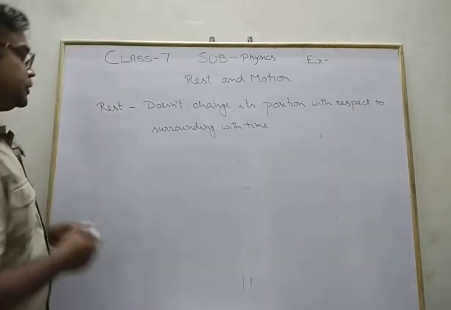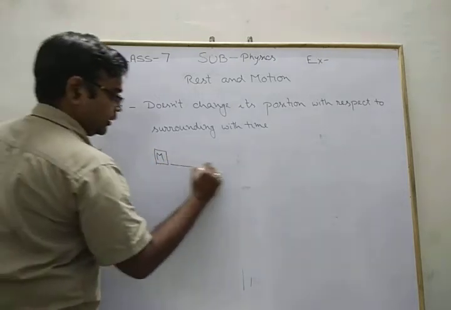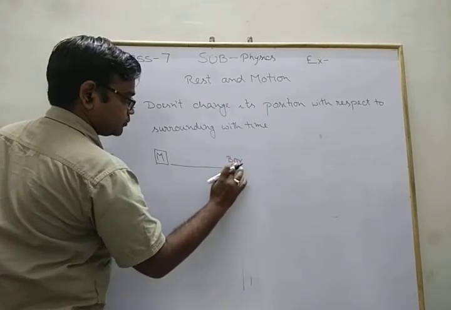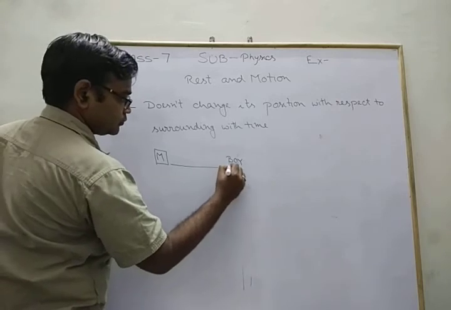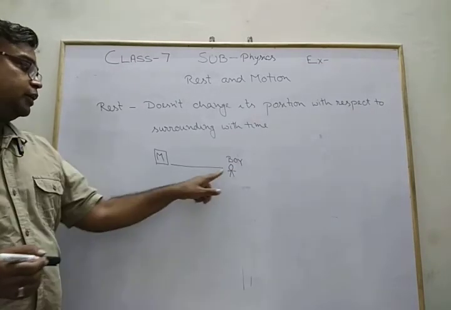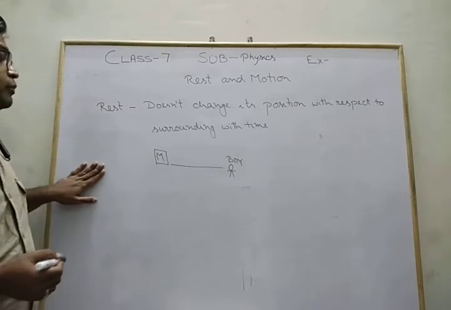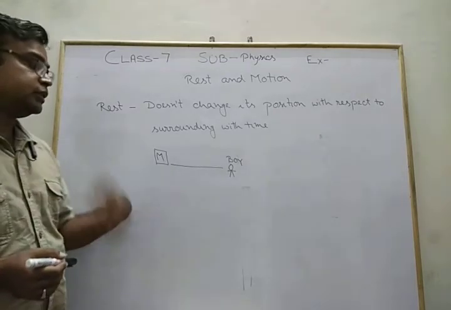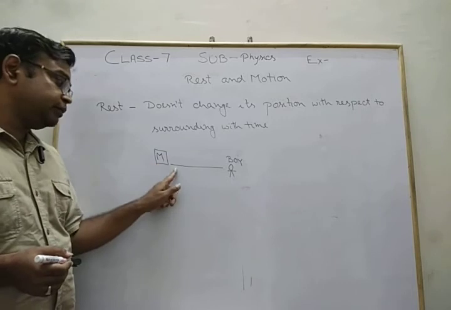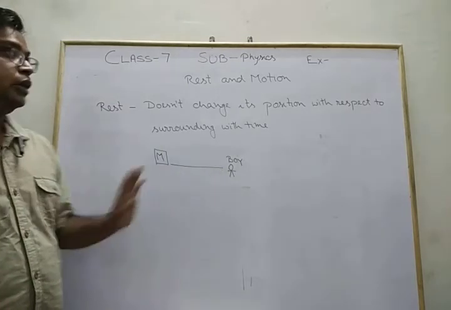For example, suppose we have a body M over here, and up to a distance there is a boy. Now the boy is observing that body M neither moves towards him nor moves away from this place. It remains at the same place as time goes by. With respect to time, time changes, but the body is not changed. It always keeps the distance constant with respect to time. So this condition is known as your rest. I think it's clear to you.